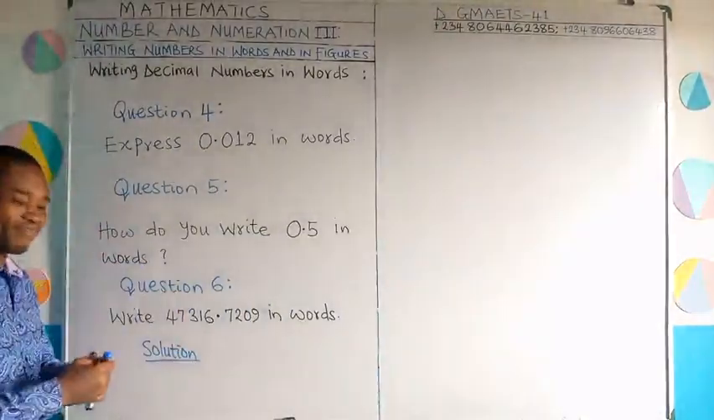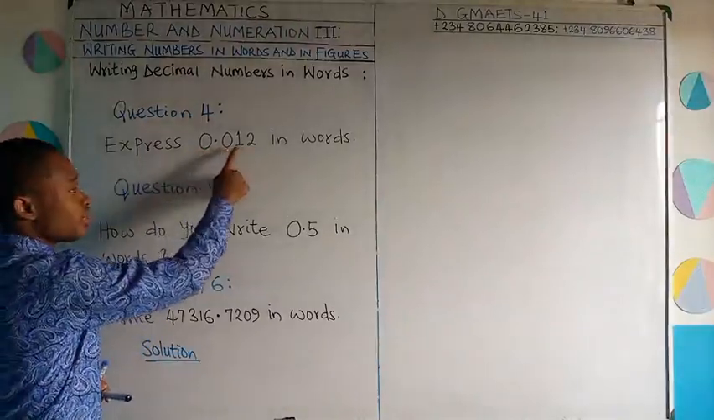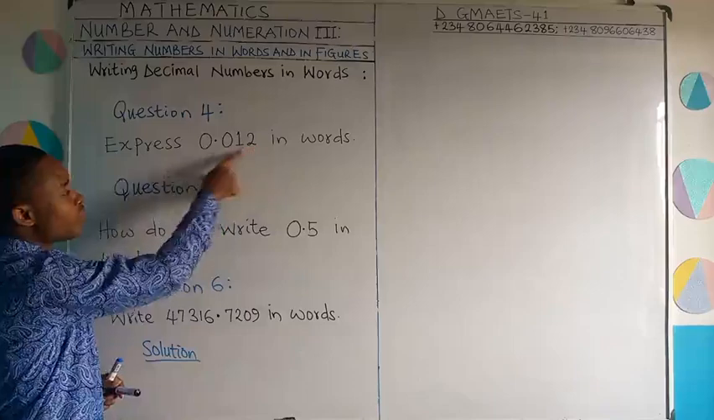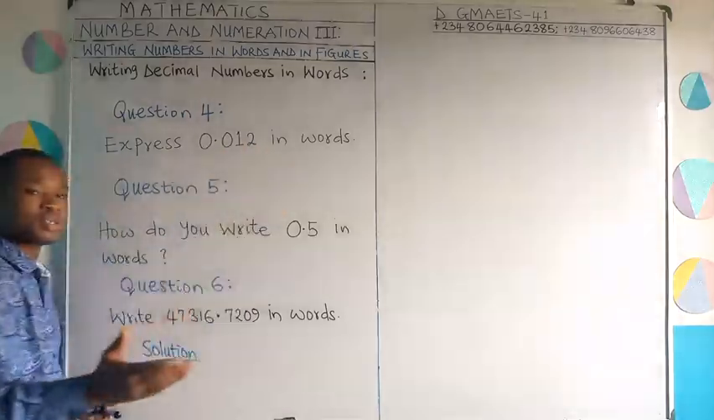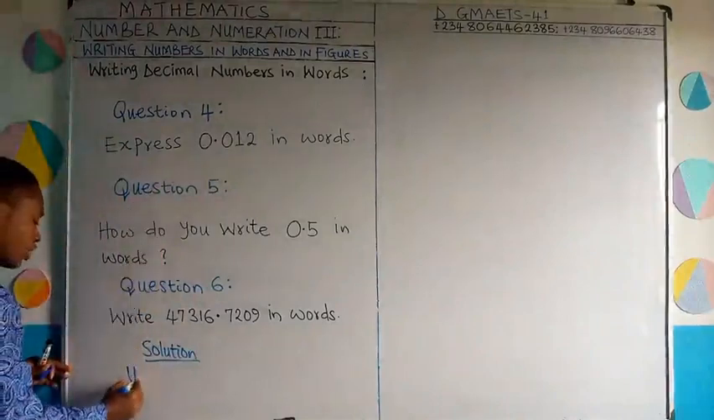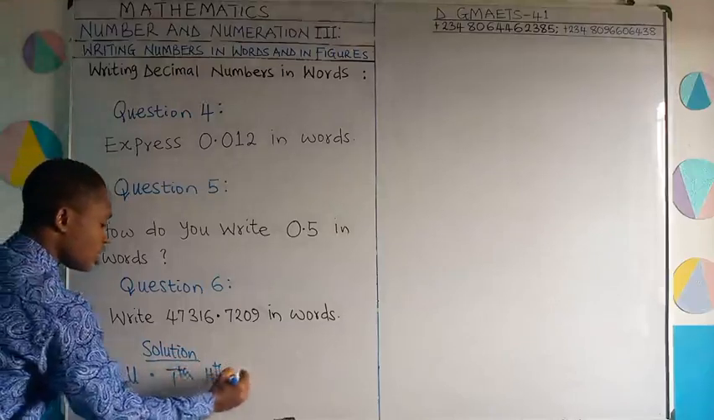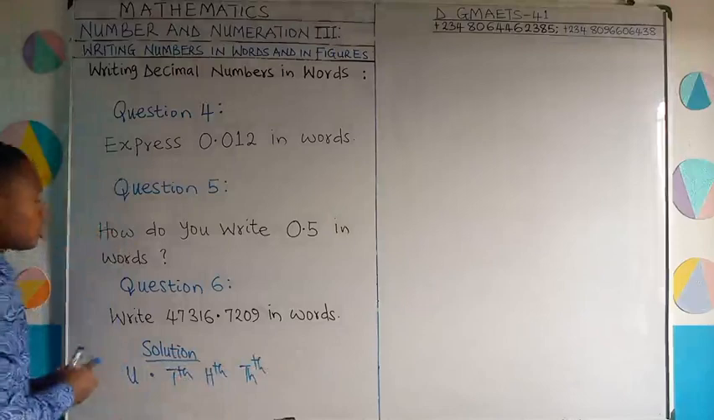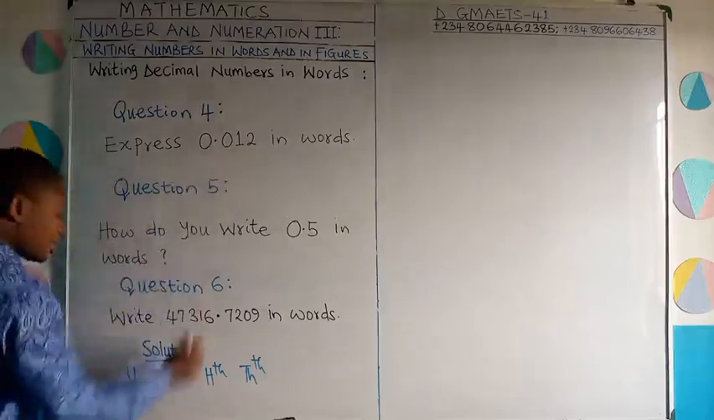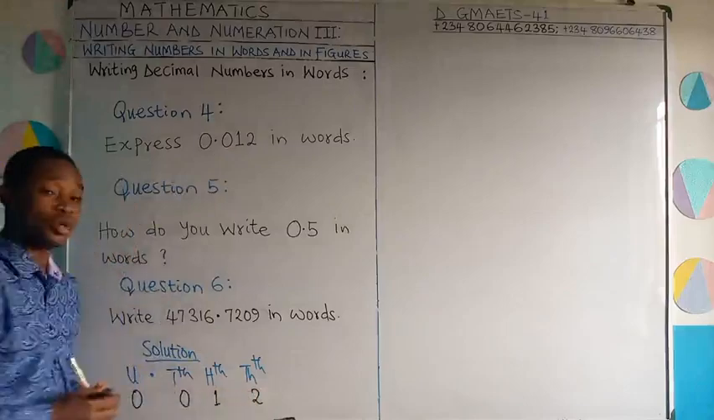Express 0.012 in words. As usual, you notice this is unit, this is tenths, this is hundredths, this is thousandths. Because this number is 12 thousandths. Let's find out. Putting our place values, we have the units place value, then tenths, hundredths, and thousandths. And then the digit under unit is 0. The one under tenths is also 0, hundredths 1, and thousandths is 2.